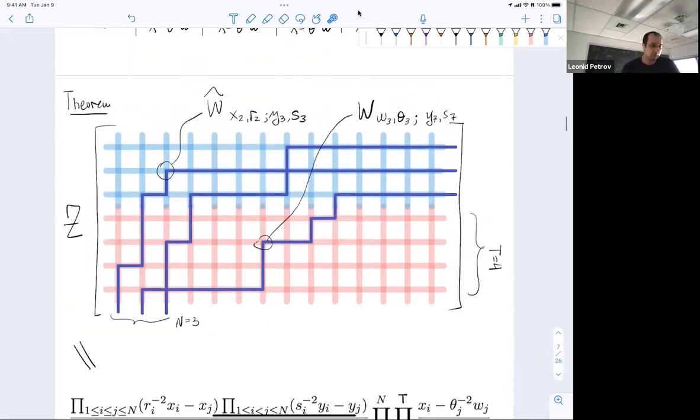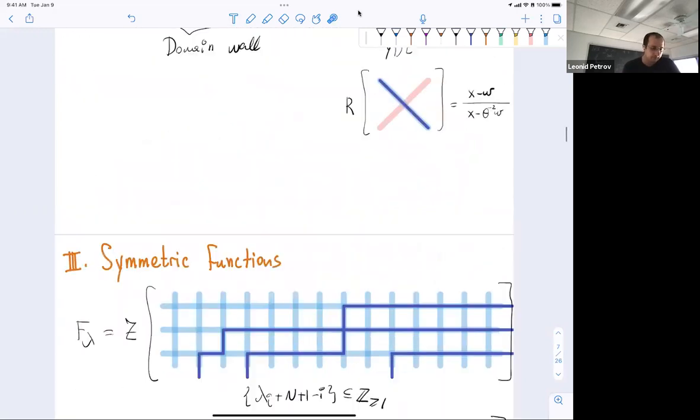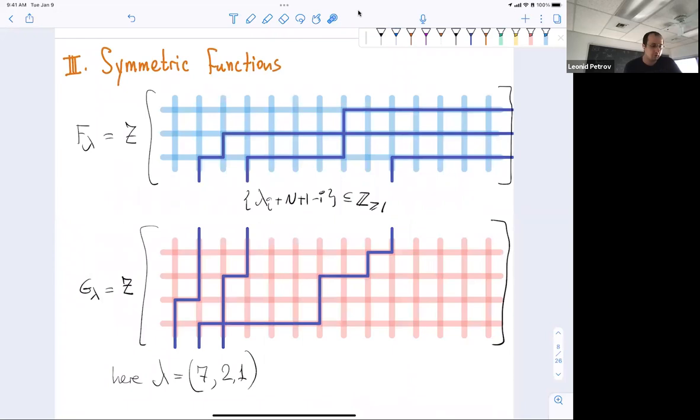Once you define this partition function, what I'm going to do is cut it here and then treat the top part and the bottom part, for a fixed configuration in between, as symmetric functions.